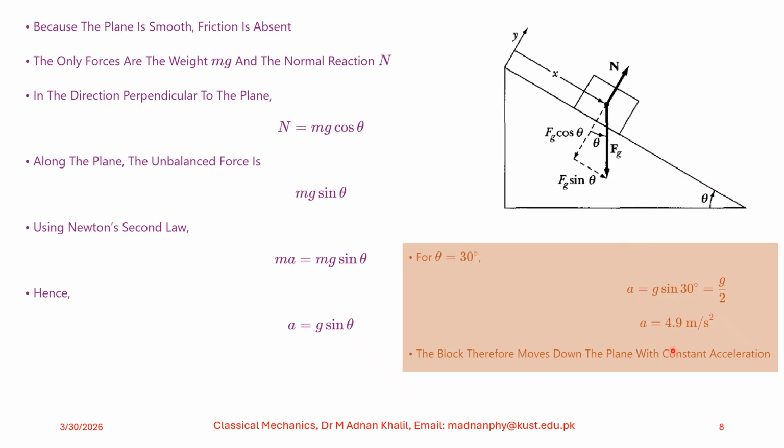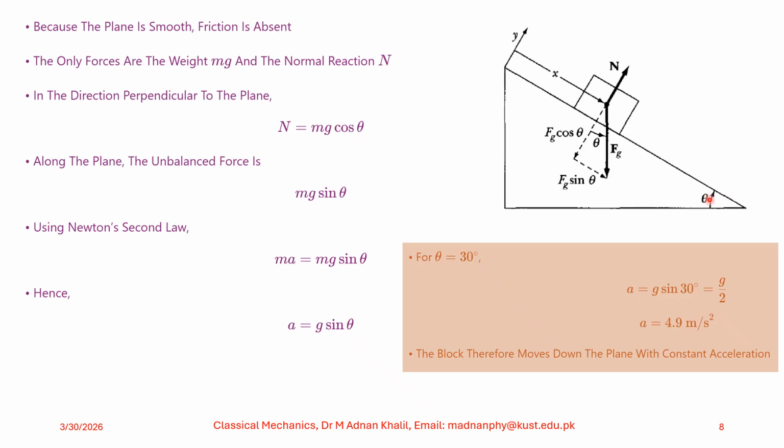Putting in the value of g and the given theta of 30 degrees, we can calculate the acceleration the block acquires as it slides down. This acceleration is smaller than g, since this object is bound, not a free-fall object.